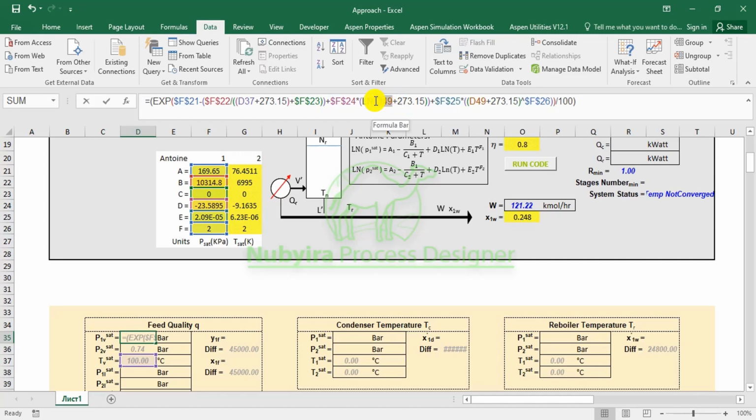Do the second one too. Just copy, change the value of temperature.